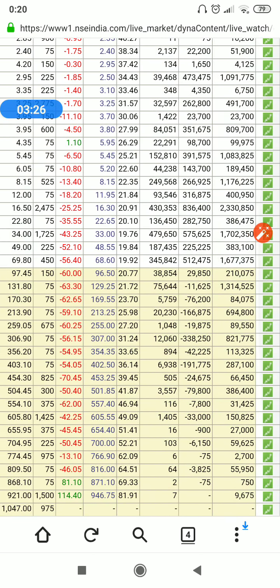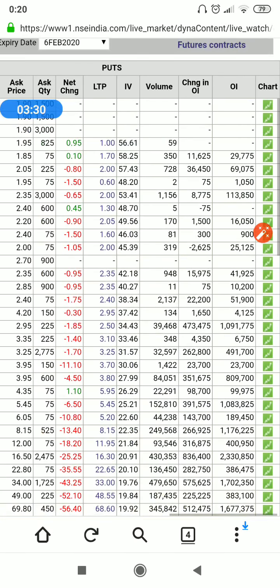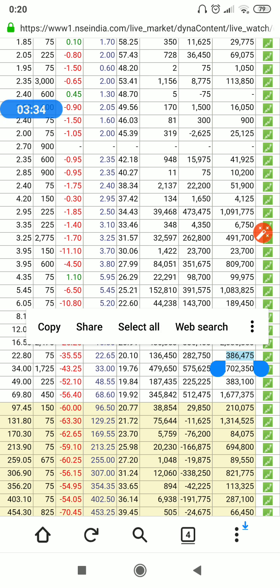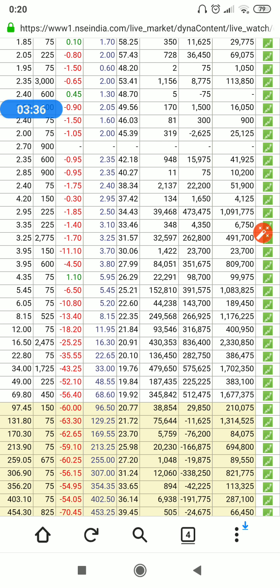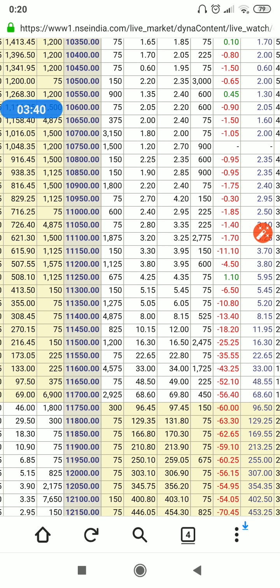Similarly, now we'll have a look at the highest put open interest. So the rightmost column is the OI for the put. If you see, the highest put is this 23 lakh, which is at the level of 11,500. So 11,500 is going to be a key level as a support in this week.